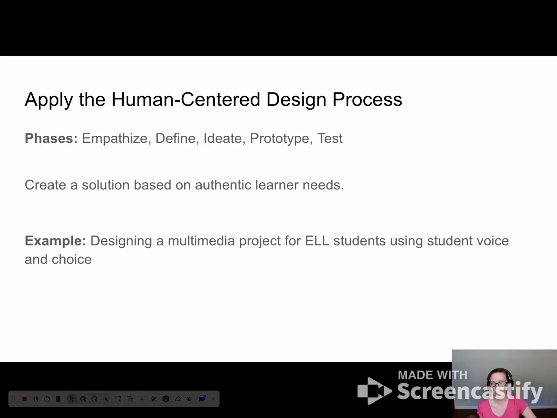Then applying the human-centered design process. So the human-centered design process follows 5 key phases. After we understand the learner experience, we define the problem, brainstorm solutions, build a prototype, and test it with real users. It's all about iteration and refinement. Okay, so understanding how to create those solutions for your students.